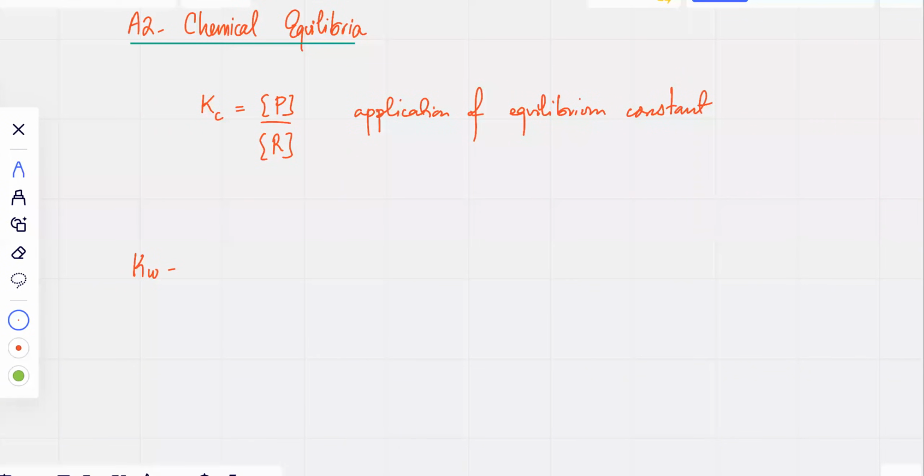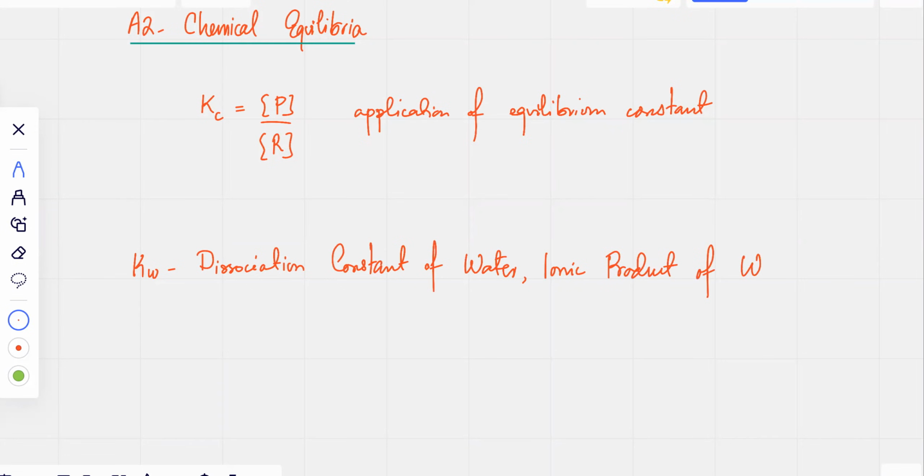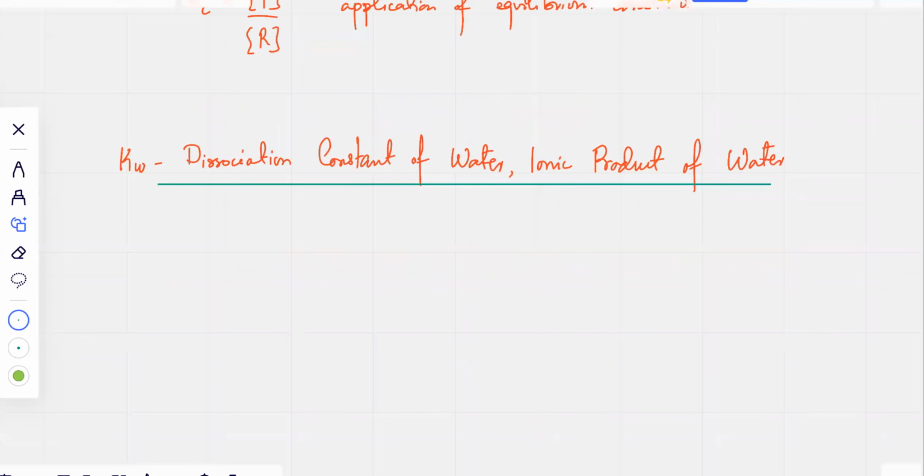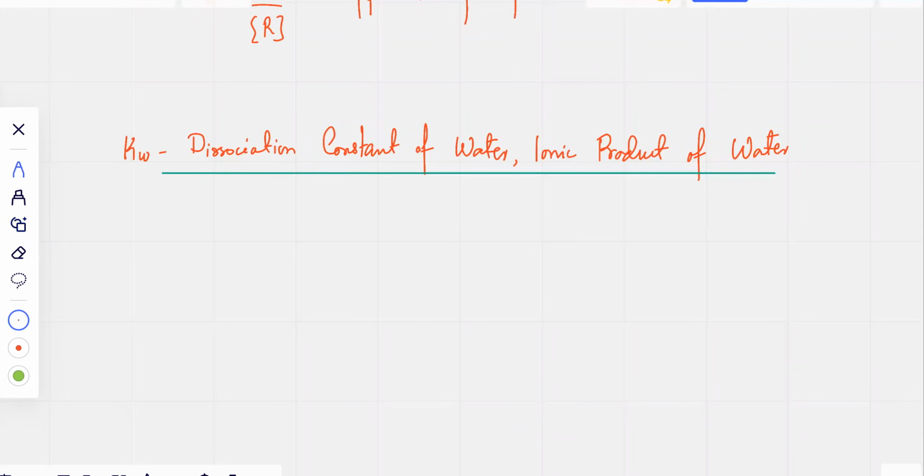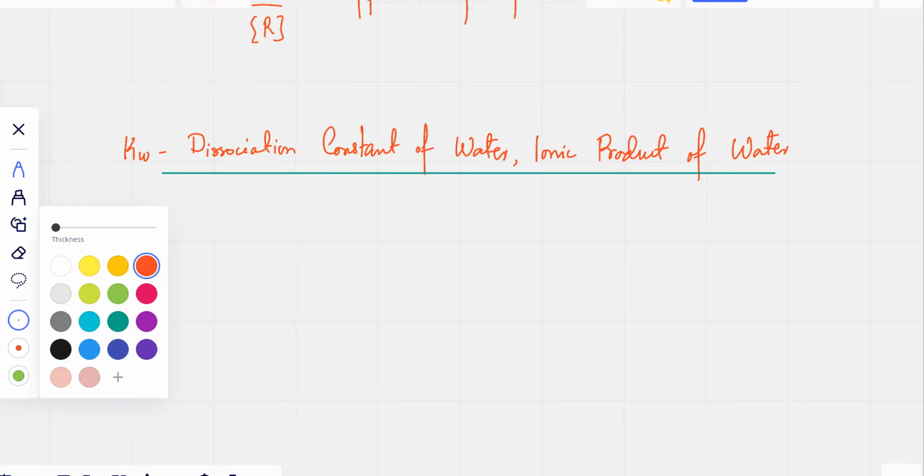This one is the dissociation constant of water, or it's also known as the ionic product of water. Kw is exactly the same as Kc, except that it applies to water dissociation. Now, water dissociation is an equilibrium reaction.